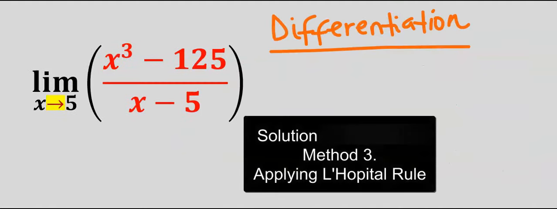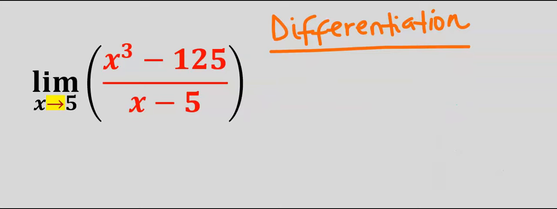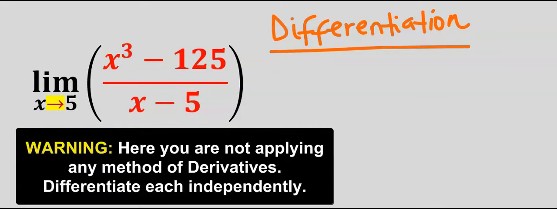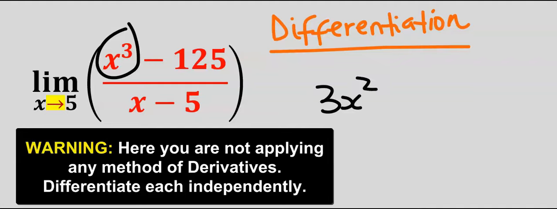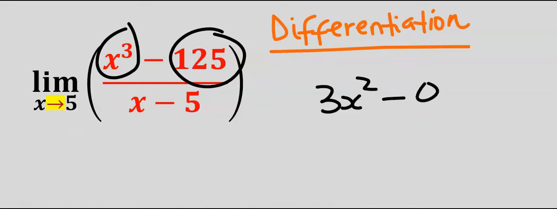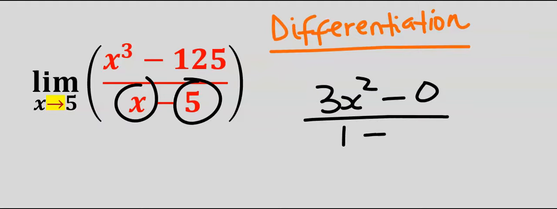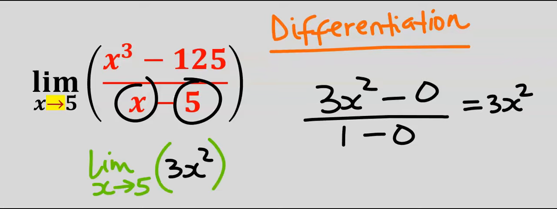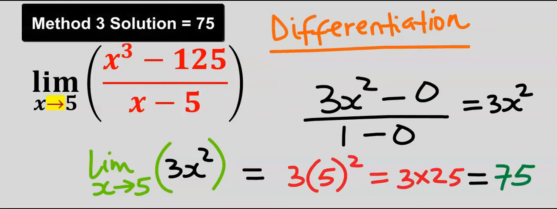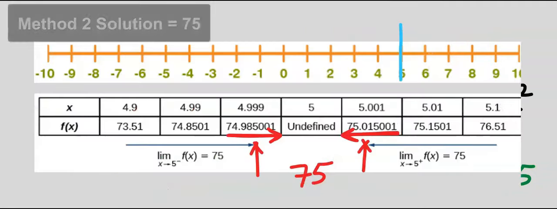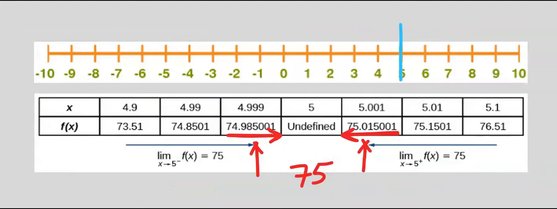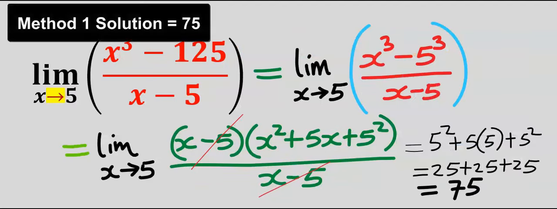Finally, we can still use another method to solve this problem by applying differentiation. That is, differentiate this and you're going to have 3x squared. Next, differentiate this, you're going to have 0. Next, differentiate this and you're going to get 1. Next, differentiate this and you're going to get 0. Next, you now take the limit of the differentiated value and plugging in 5, you will get 75, which is the same answer here using table and the same answer using difference of cube.